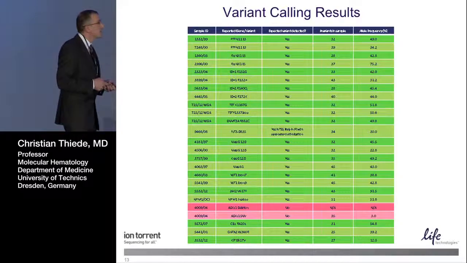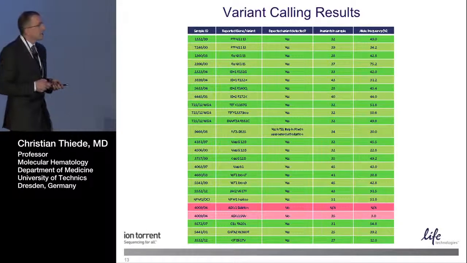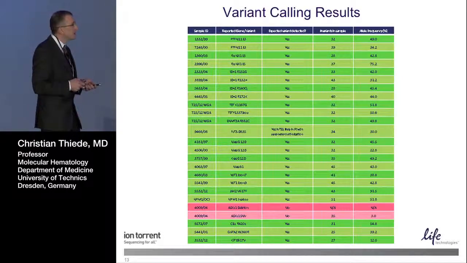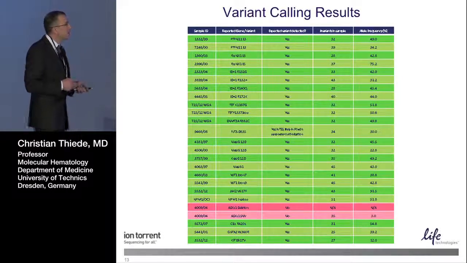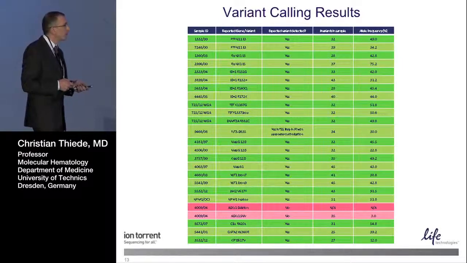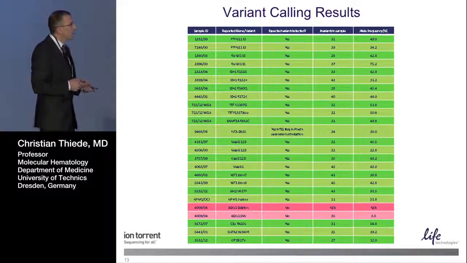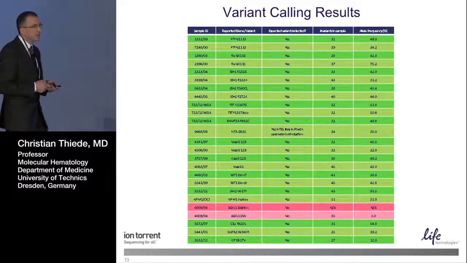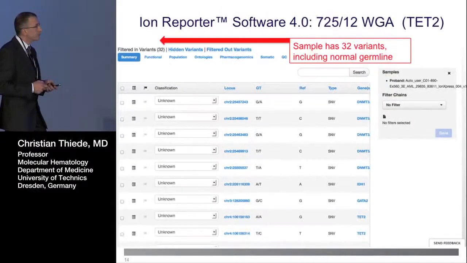This slide is not meant to be read in detail. What you can see here is that green depicts that the mutation which was tested was really detected. For the 21 mutations which we tested, 20 were detected either directly by the software or with small adaptations. Only one mutation in the ASXL1 gene was not directly detected.